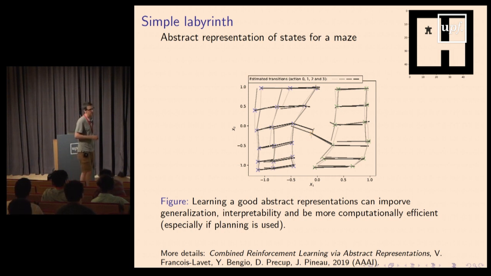Yeah, so basically here you can see that all the blue crosses correspond to states of the agent that are on the left, right? And you can see that going all the time in a given direction will always increase, for instance, one of the features. So basically you can really understand what a given feature means and what a given action means.